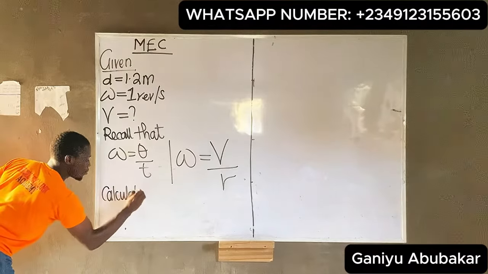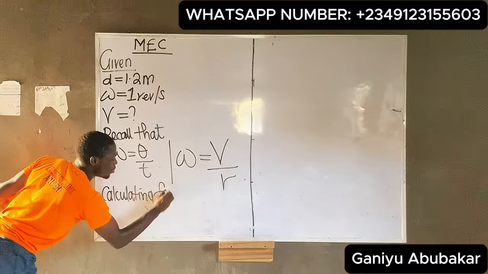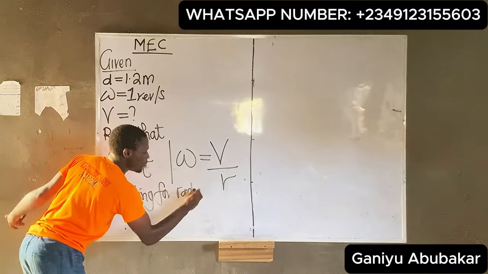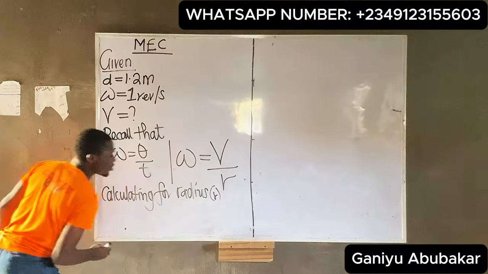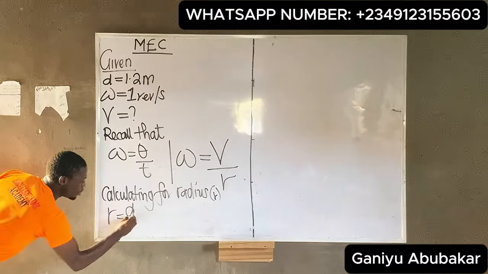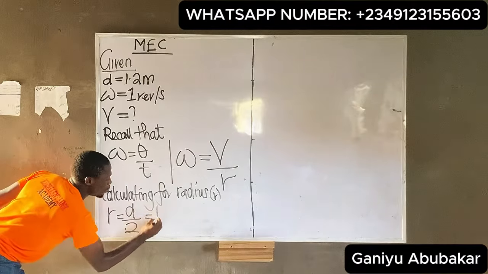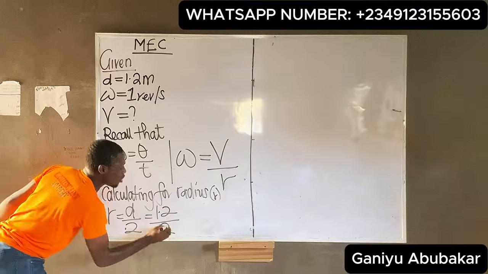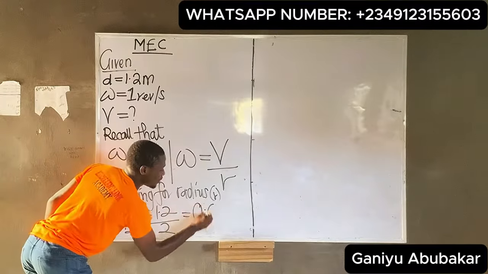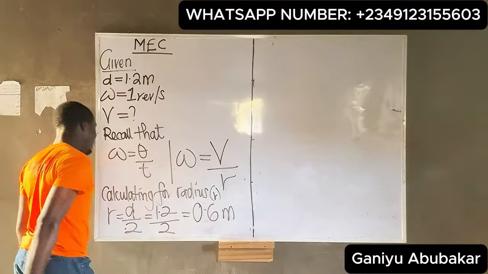Calculating for the radius, that's R. R is D over 2. What's D? 1.2 over 2. What's my answer there? 0.6 meters. That's R.